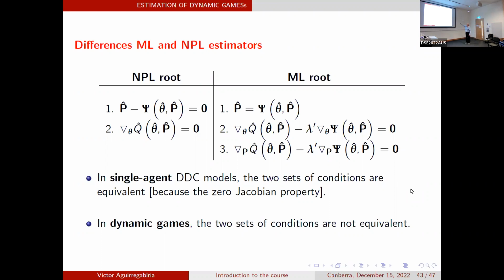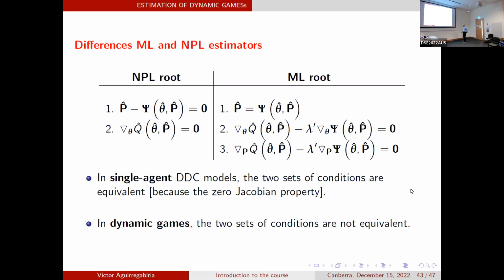Then this vector of lambdas, our estimator of lambda in maximum likelihood estimation, always converges to 0, which means that the second set of conditions that we have for maximum likelihood estimation are, asymptotically, equivalent to the set of conditions that we consider for the nested pseudo likelihood estimation. And these conditions 1 and 2 of MPL, in the case of games, are still valid moment conditions for the estimation of this model.